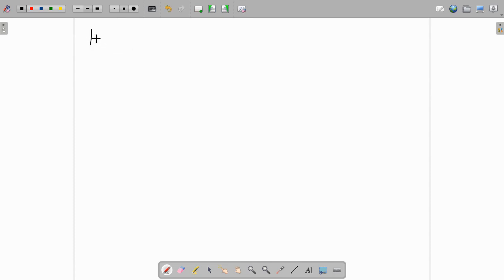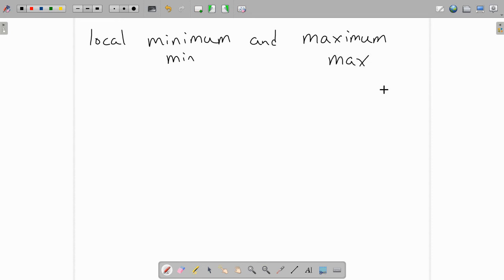Okay, next piece. Local minimum. Usually when I'm writing, I'll go min and maximum. And when I'm writing, just to make it shorter, usually I'll just say max.